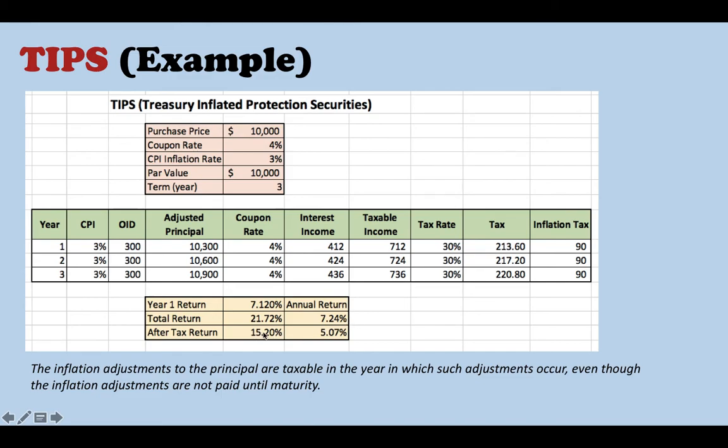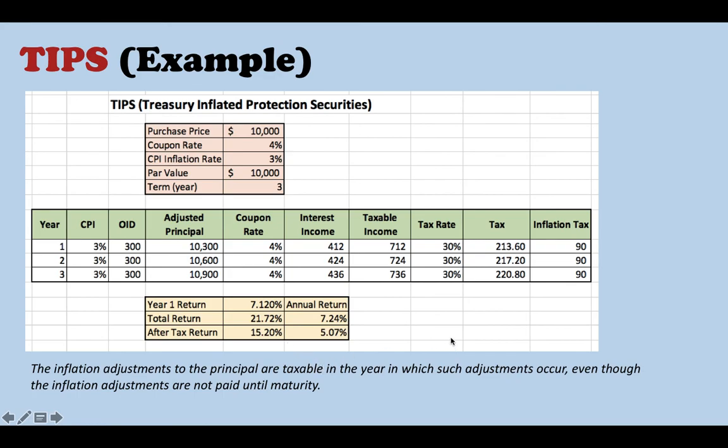So how about after tax? After tax, you add those numbers together, minus all the tax, then divide the number by the 10,000. So then you will get the total after-tax return rate. So the annualized return is 5.07%. So you can see this really affects you on tax day, because they tax the principal adjustment amount as well.